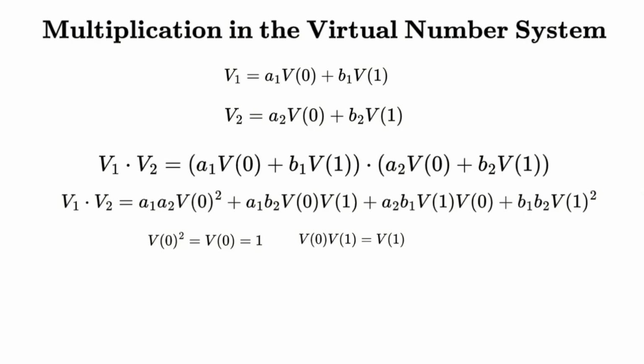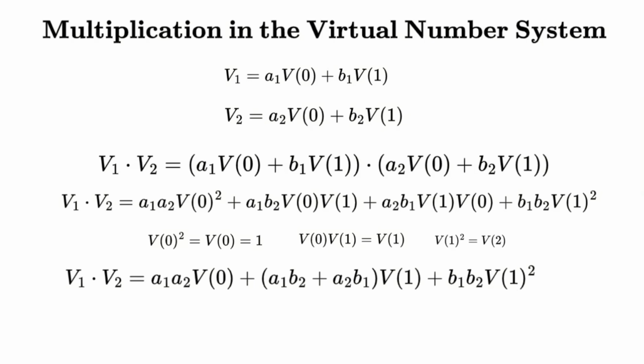Using these properties, we simplify the product to v1 times v2 equals a1 times a2 times v of 0 plus the quantity a1 times b2 plus a2 times b1, all times v of 1 plus b1 times b2 times v of 1 squared. Simplifying higher-order terms.